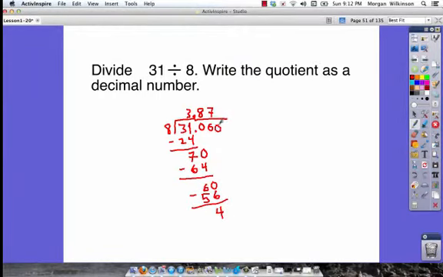We're going to add another 0. We get 40. And 8 goes into 40 5 times. Because 8 times 5 is 40. We have nothing left over, so our quotient is now a decimal answer. We have that answer of 3.875, or 3 and 875 thousandths. And we're all done with this question. Please make sure you've got this copied down into your notes as well.